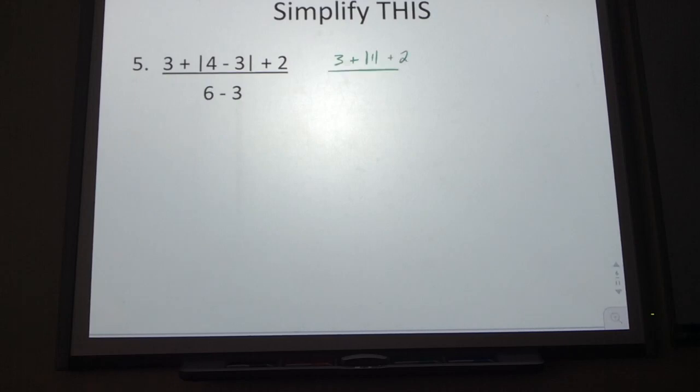plus 2 over, we can go ahead and do that because they're already grouped together. So 6 minus 3 is 3. 3 plus 1 plus 2 over 3. So that is 6 over 3, which gives us a 2 overall.